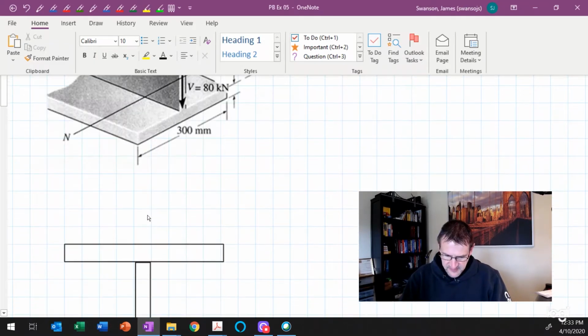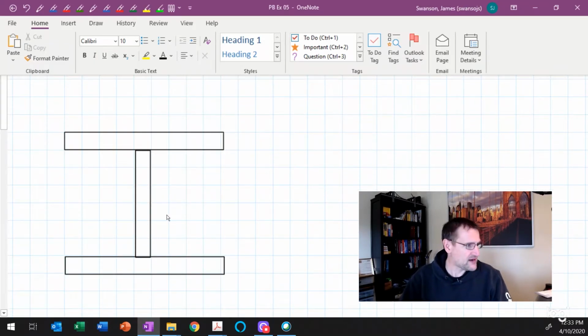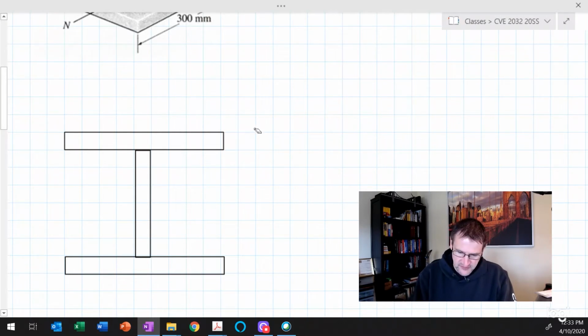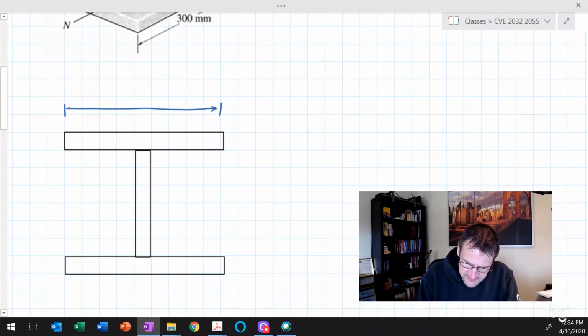Okay, so the next step is I'm going to sketch this problem out, and look at it in cross-section so that we can calculate the section properties that we need to do our calculations. Here I've gone ahead and sketched it a little bit earlier. If we put the dimensions on here, we have a breadth of 300 millimeters. The flange has a thickness of 20 millimeters.